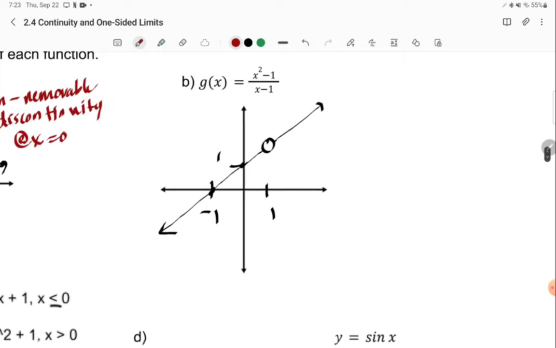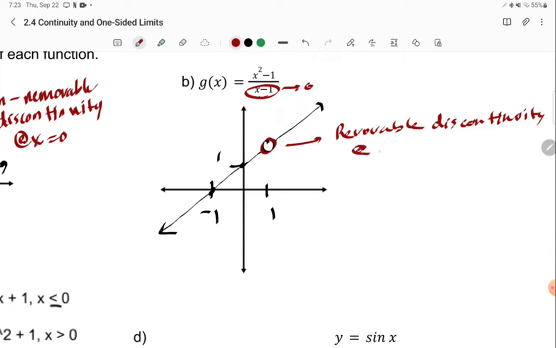Like on B, if you sketch it on a graphing calculator, it looks like it's continuous, but remember, if you plug in 1 down here, you get 0. So at x equals 1, there is that hole. So that is a removable discontinuity, and that occurs at x equals 1. Okay, so that's a removable discontinuity.